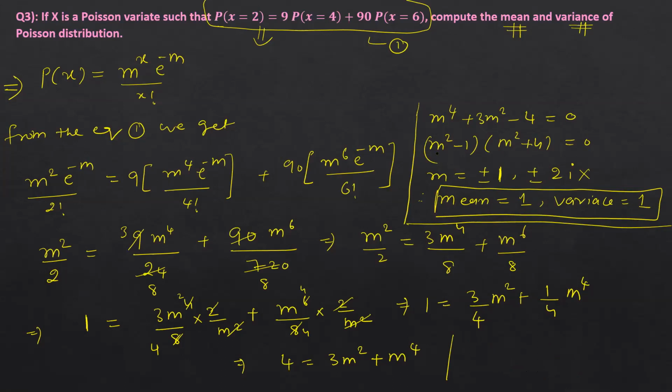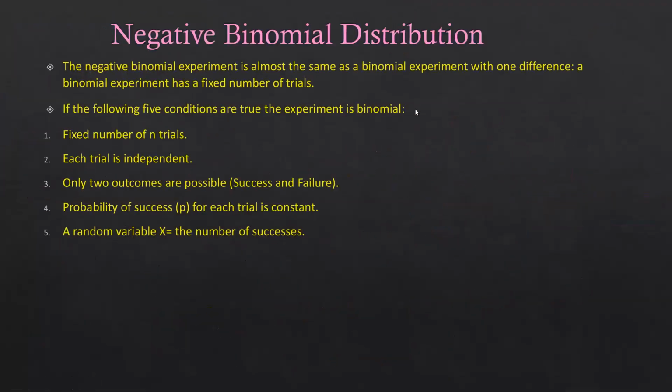It's a straightforward factorization, so I will write directly. We can go to the next part, which is your negative binomial distribution. Few things you have to note here. The negative binomial distribution experiment is almost same as the binomial experiment, with one difference. That is, a binomial distribution experiment has a fixed number of trial.